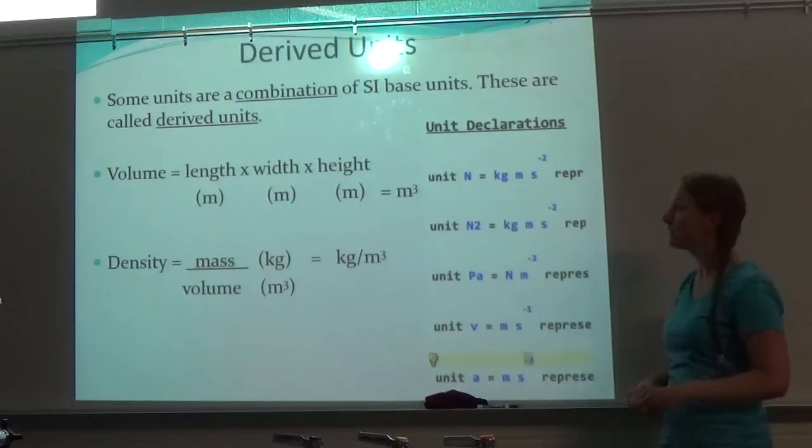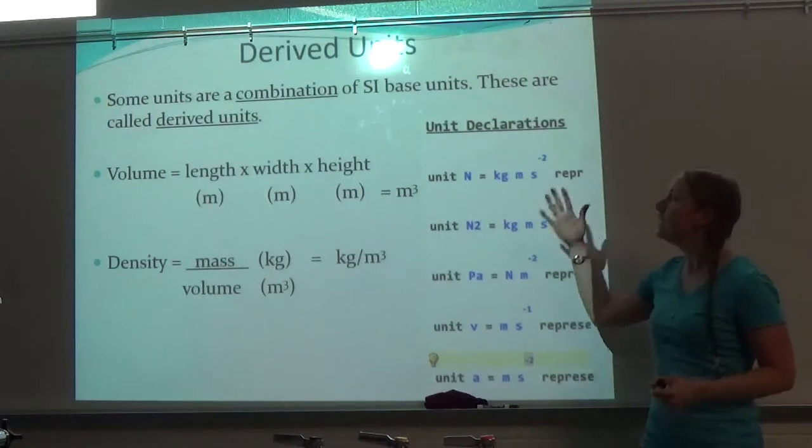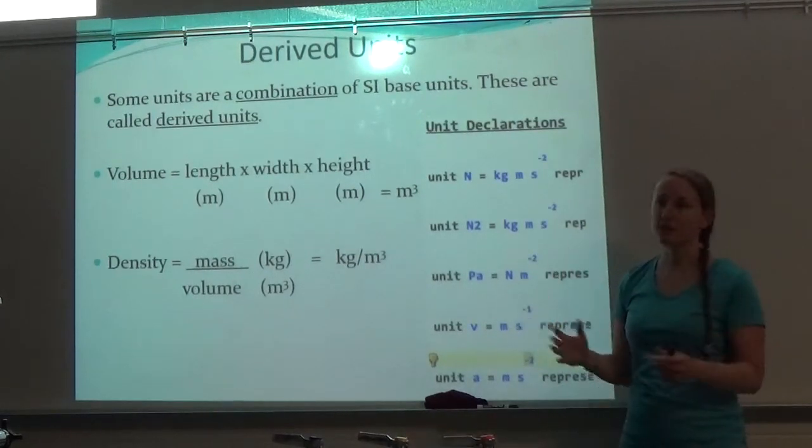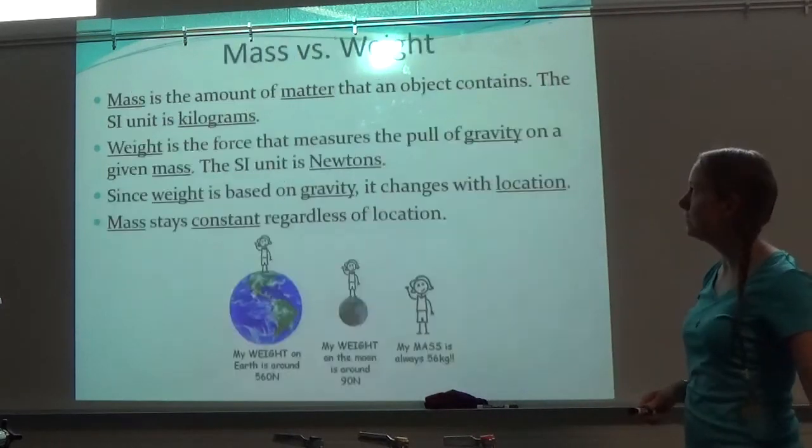Sometimes they even get new names, like a kilogram times meters per second squared is called a Newton. You may remember that from physical science when we did things like force. Pascals comes for pressure. It's a Newton per meter squared. So you may see other units than just the normal base ones, because sometimes it's just a combination of them. And like I said, those are just called derived units.